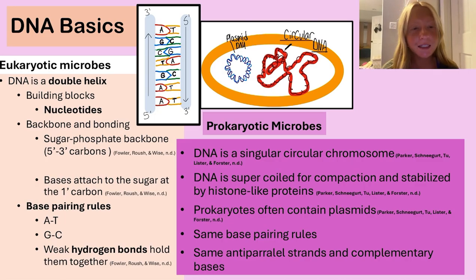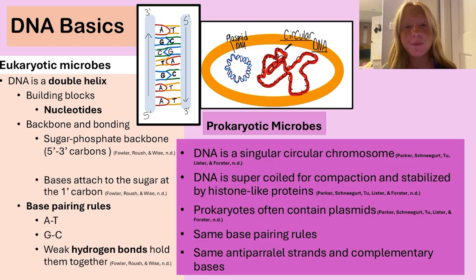And these bases, like adenine and thymine and guanine and cytosine, are the same in both prokaryotic microbes and eukaryotic microbes. So the base pairing rules are the same, and they're held together by peptide bonds. And the other thing that is the same is the anti-parallel strand. So it goes from the 5 to 3 direction, and then the other strand goes in the 3 to 5 direction. And this is essential for DNA replication and to help make proteins.